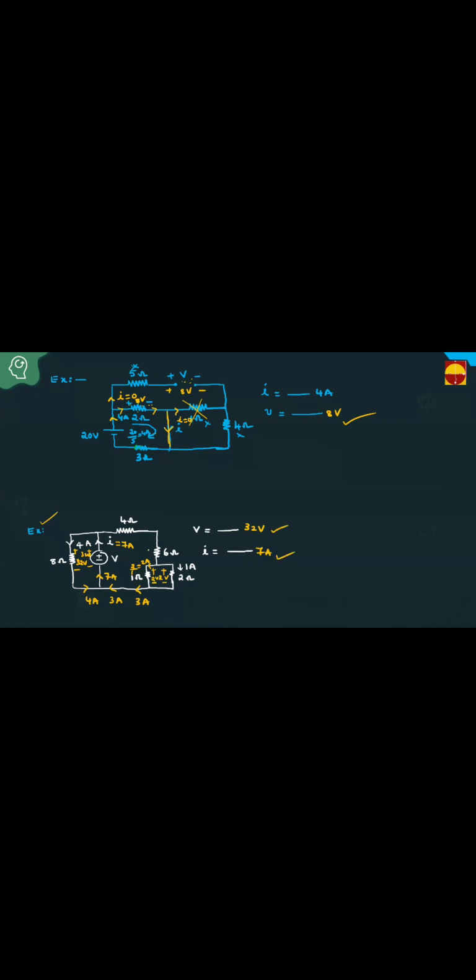Then if you want to apply KVL in this loop, we can get V equal to 32 volts. Check it. Try to apply KVL in this loop. Because I is 7 amperes entering, 4 amperes leaving, 3 amperes here. Plus minus 12 volts, plus minus 18 volts. 12 plus 18, 30. 30 plus 2, 32. Then also we can get 32 volts. Clear? Like this you have the process.